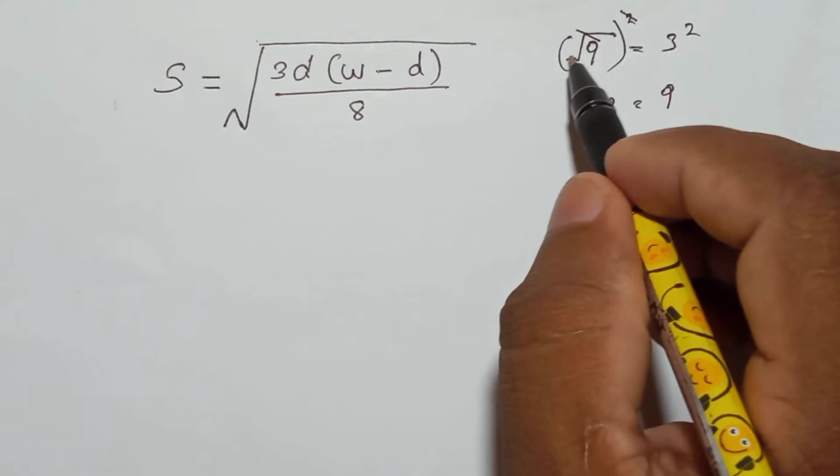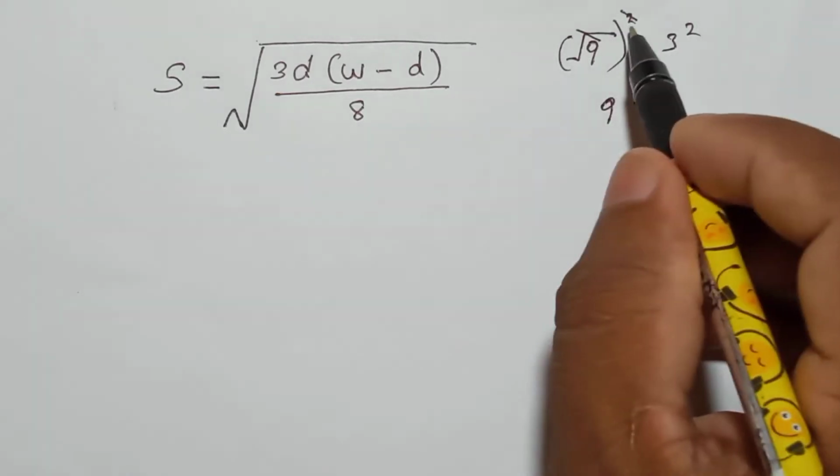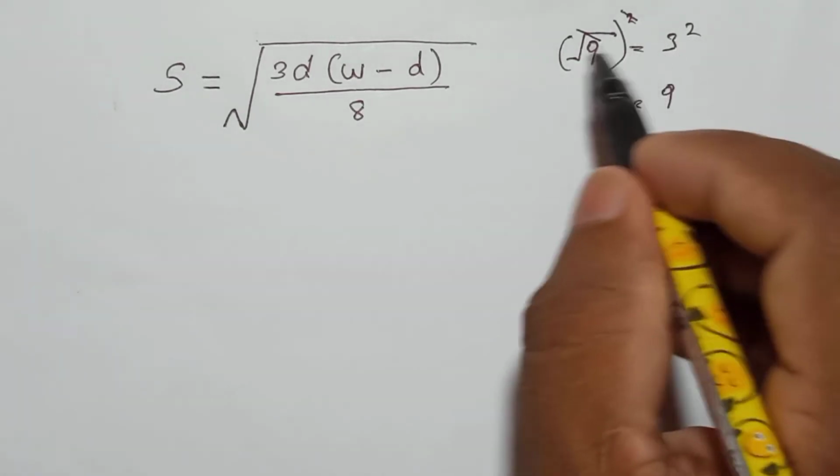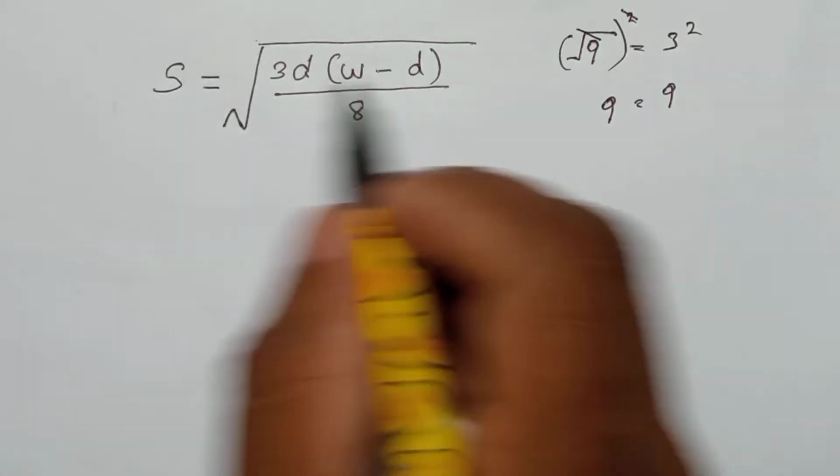If you have a square root sign and we need to remove it, what do we need to do? Put the square on both sides, both sides in the equation, left and right. Put square on both sides. Here also we need to do that.